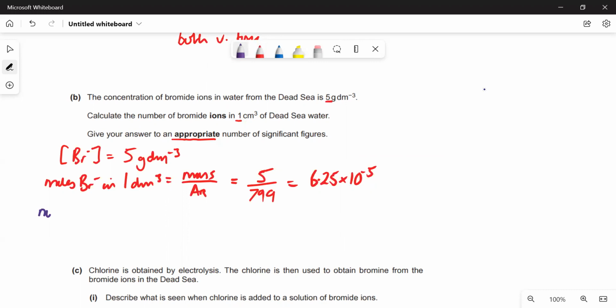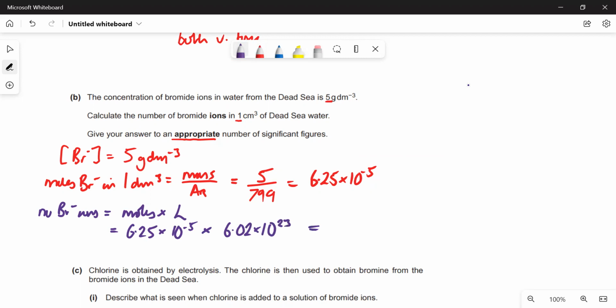Okay. Now we need to work out the number of bromide ions. So the number of ions is going to be equal to the moles multiplied by the Avogadro constant, L. So that's going to be 6.25 times 10 to the minus 5 multiplied by 6.02 times 10 to the 23. That gives us an answer of 3.78 times 10 to the 19. As we said, we only need to give it to 1 significant figure, so that's going to be 4 times 10 to the 19.